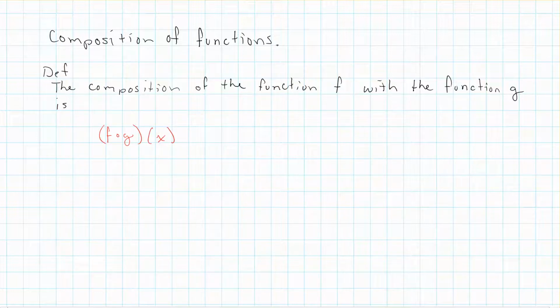Now this is a notation that is sometimes used and sometimes not used, but it's used enough that it's important that we notice this is f composed with g, and this is equal to, the way we do this is we say it's f evaluated at g at x. Now we'll get into evaluating these with some examples here, but let's talk about what the domain is.